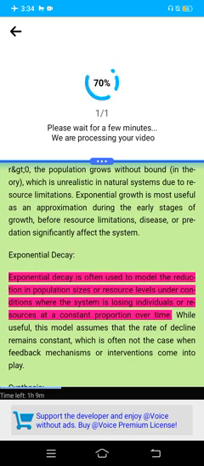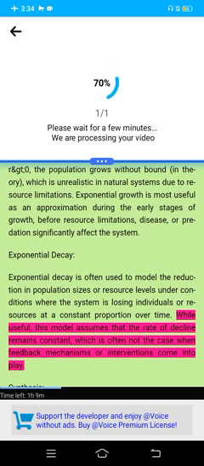Exponential decay is often used to model a reduction in population sizes or resource levels under conditions where the system is losing individuals or resources at a constant proportion over time. While useful, this model assumes that the rate of decline remains constant, which is often not the case when feedback mechanisms or interventions come into play.